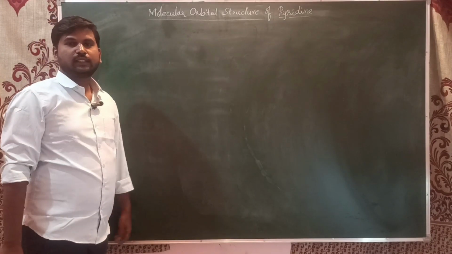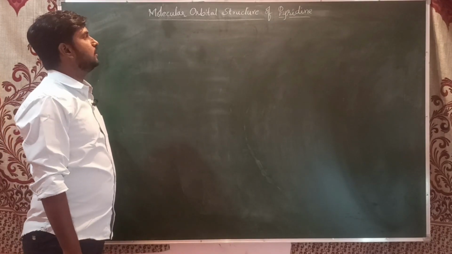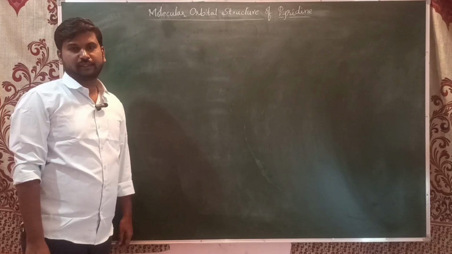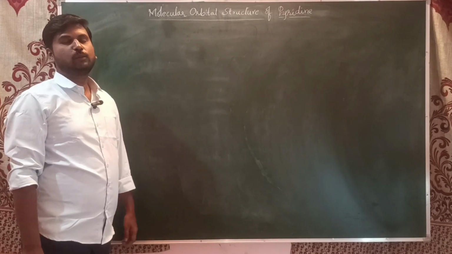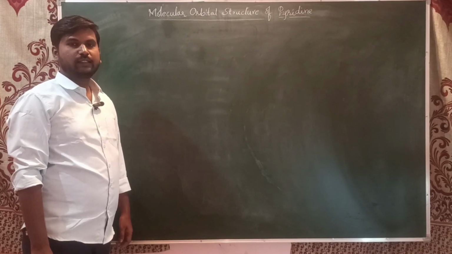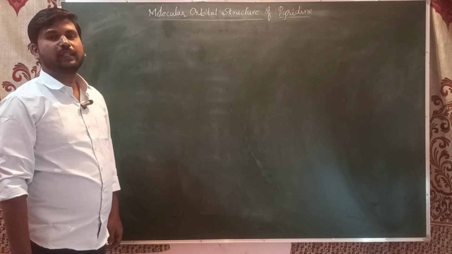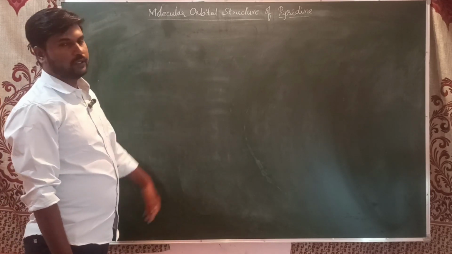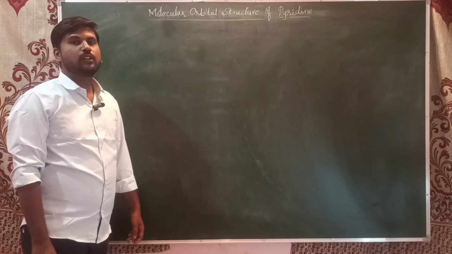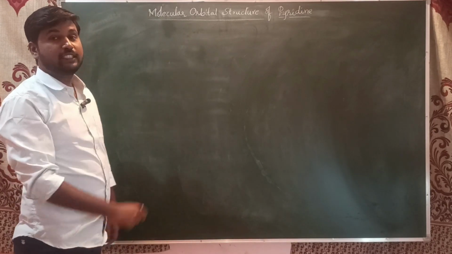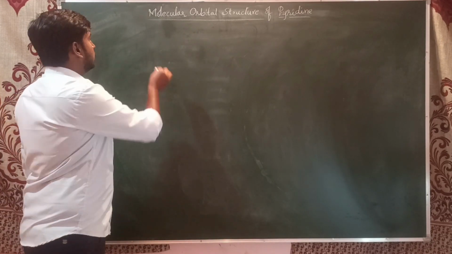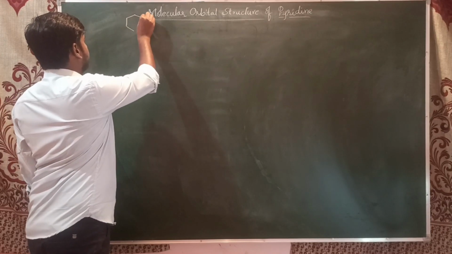Hi students, today we'll discuss the molecular orbital structure of pyridine. We already studied the molecular orbital structure of pyrrole, furan, and thiophene, and I hope it will be easier for you now to understand the molecular orbital structure of pyridine. Pyridine is a six-membered heterocyclic compound. This is the structure of pyridine.